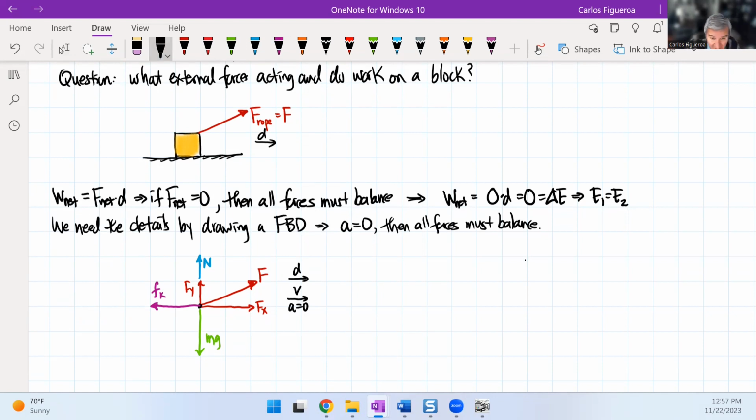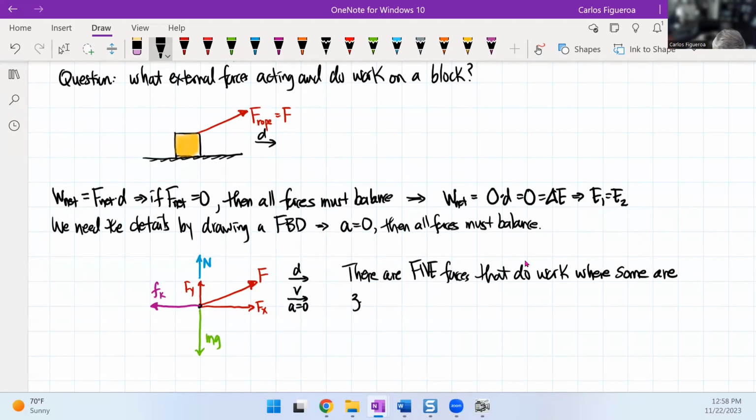So when I'm looking at these, I see that there are 5 forces that do work. Well, I should be careful. There are 5 forces that do work, where some are 0 and others are not. So what are the forces? We can clearly see that I have f of x, f of y, the normal, mg, and the frictional force.